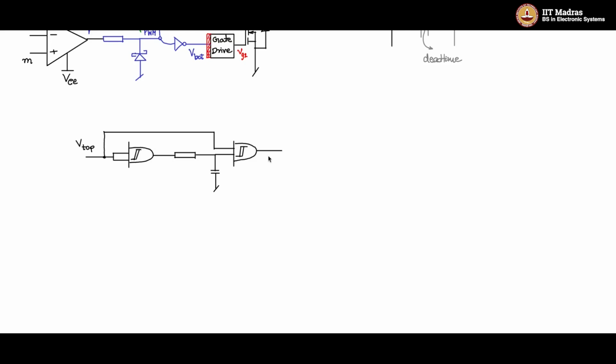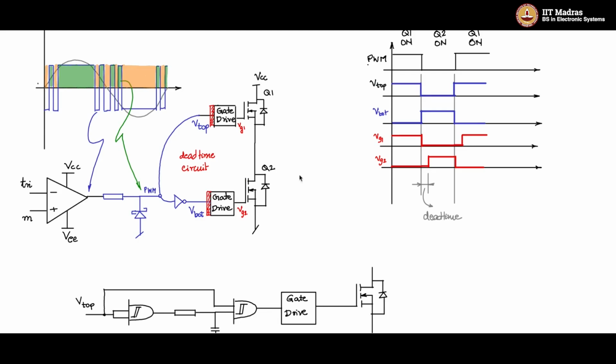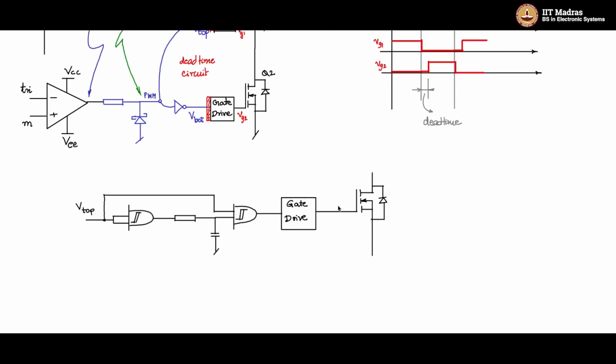The output of that is connected to a gate drive, and the output of that is connected to the gate of the MOSFET. Here in this case it is the gate of the top MOSFET. I am drawing this top MOSFET like this here. So this is basically this part. The gate drive and the MOSFET part is written again here for clarity. So this is the pre-gate drive circuit that needs to be drawn to provide the dead time delays.